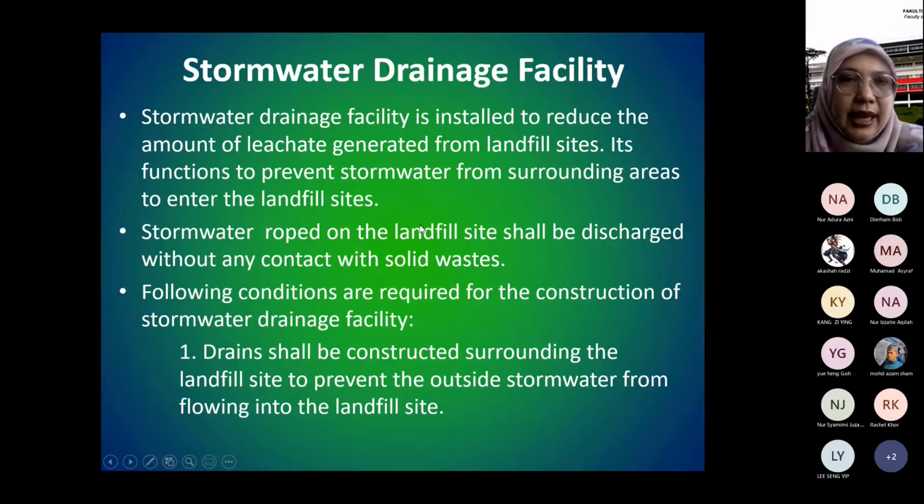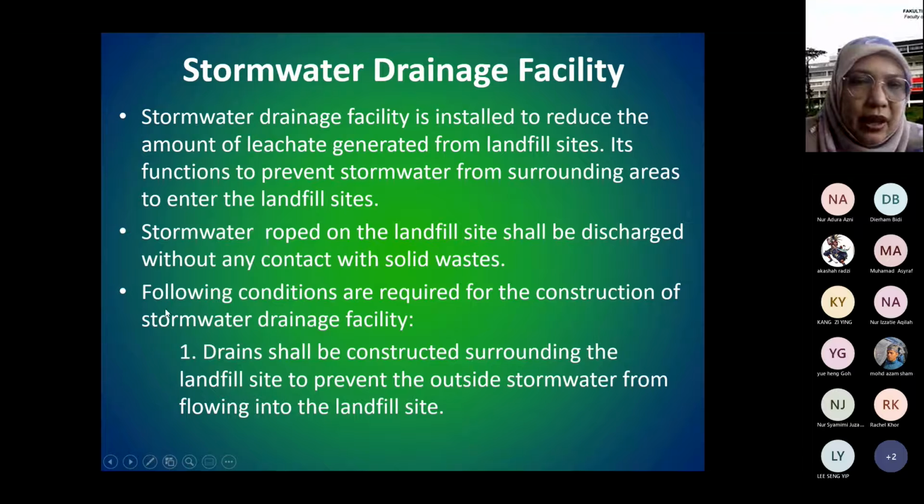Its function is to prevent stormwater from surrounding areas from entering the landfill sites. Stormwater runoff on the landfill site shall be discharged without any contact with solid waste. If possible, the stormwater will not be in contact with the solid waste, because if it is in contact, the water will be treated as leachate. So it's no longer a stormwater category.